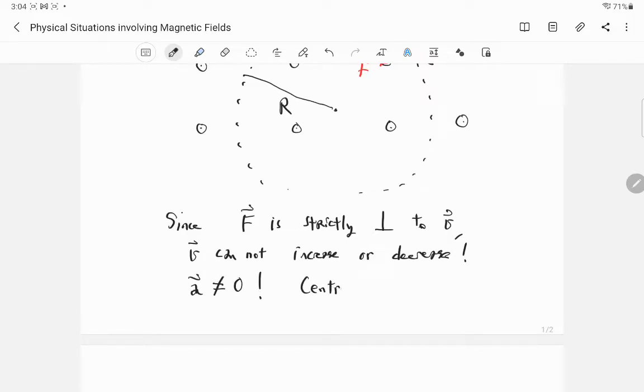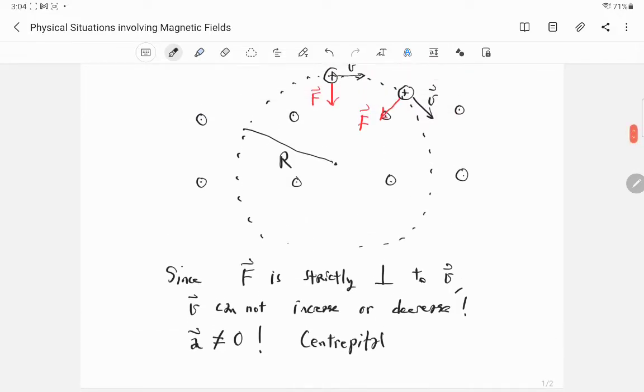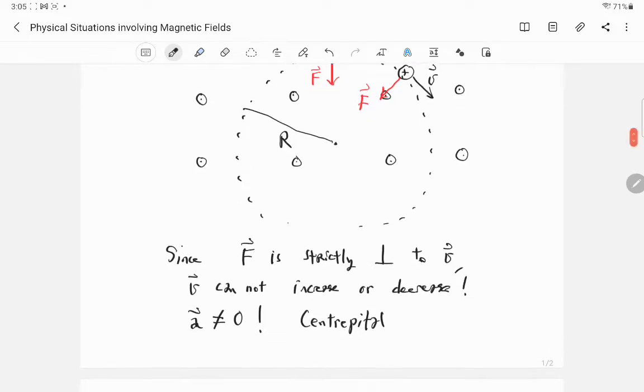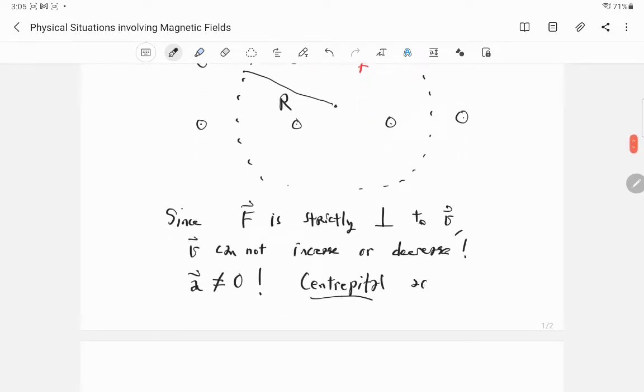It's actually called centripetal. So let me spell it correctly. It's center pointed, right? The acceleration is in the direction of the net force. And so if the magnetic force is the only force, then the magnetic force is the net force, and the acceleration is in the same direction as the net force, right? So centripetal acceleration.